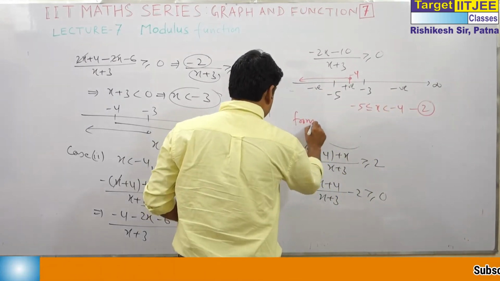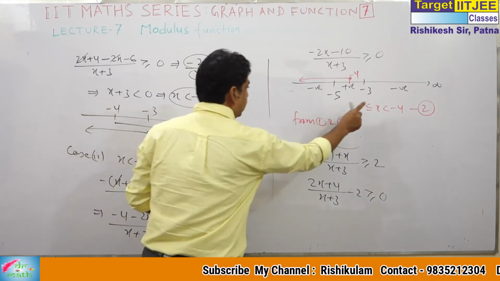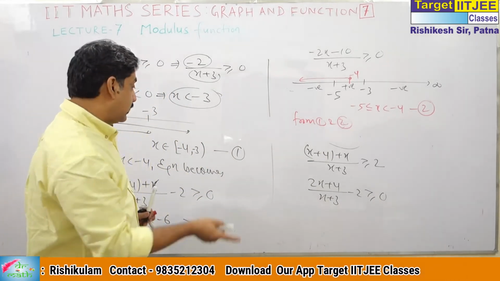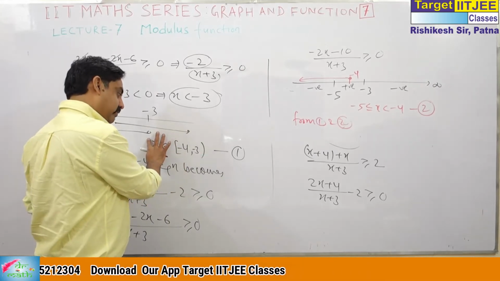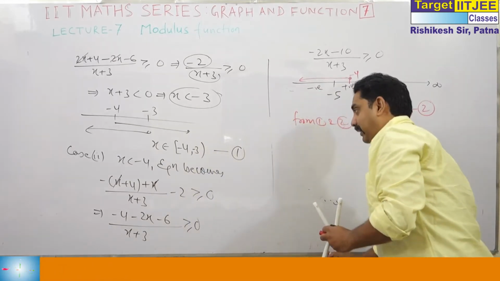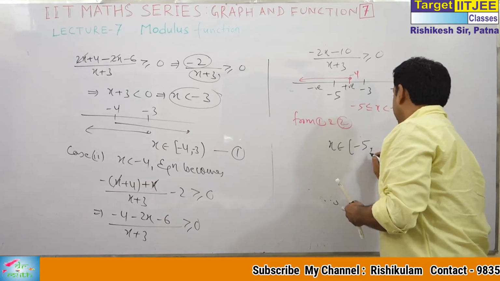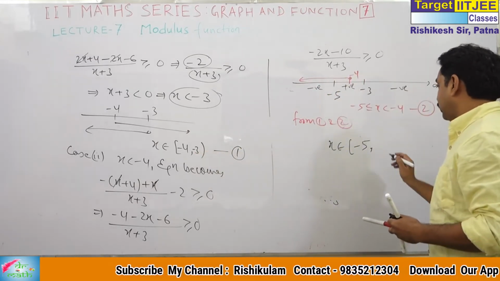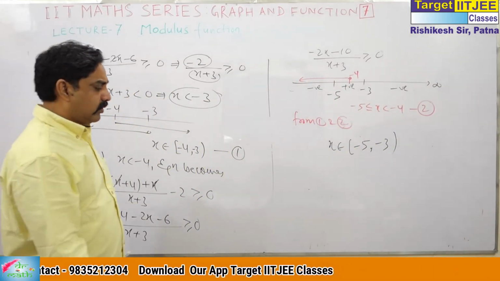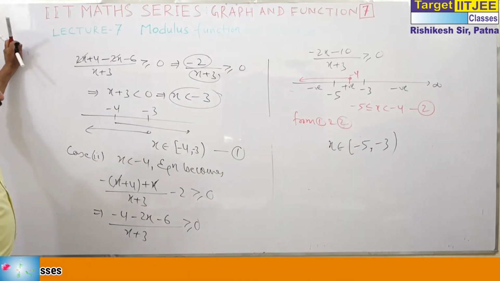Be careful: the answer is either this or this. We do not take the common part of the two cases. Each is true in its own case. So when we combine these two, we get x belongs to [-5, -4) and (-4, -3), that is, from -5 to -3. This is the solution of this question. So we have to do a modulus like this, by taking conditions. Now, come to the next question.